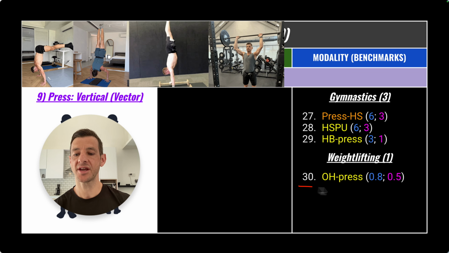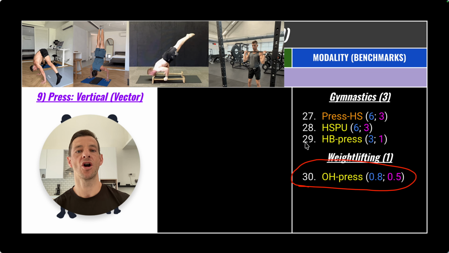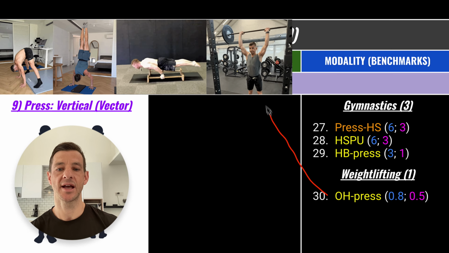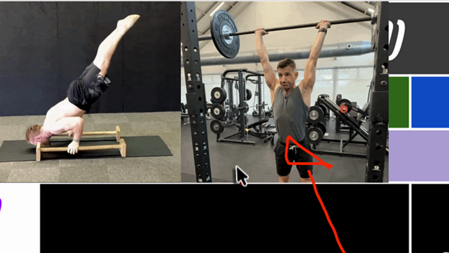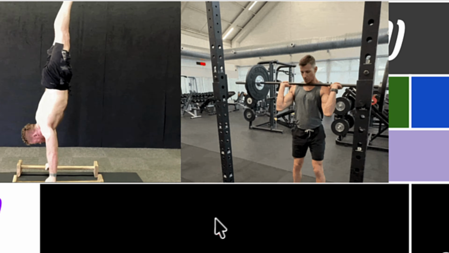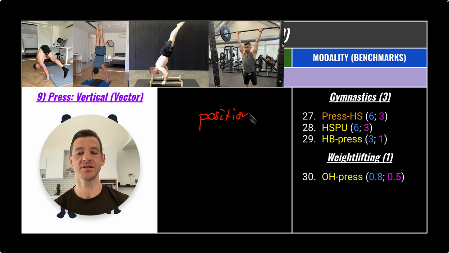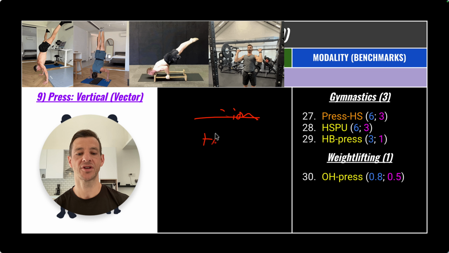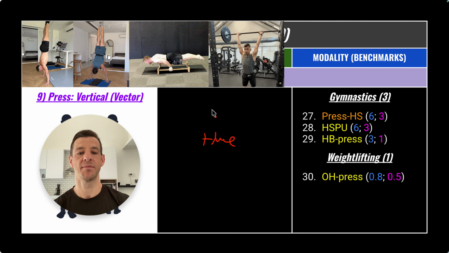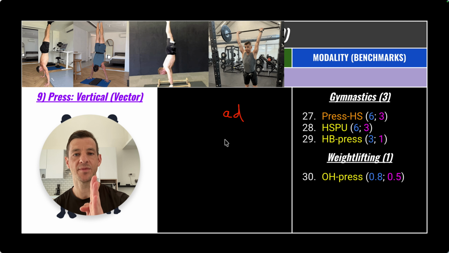Finally, for our 30th and the very final benchmark in the series, we have the overhead or military press, as we can see here. As mentioned, it is a benchmark of dynamic bent arm overhead strength. It is also a benchmark not of position, not of time, but one of load. How heavy and how many reps?